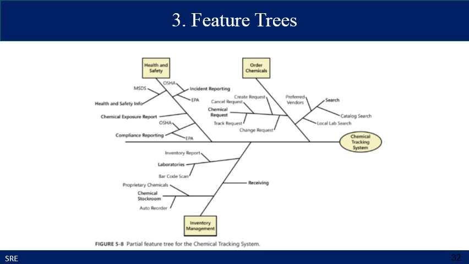Here is an example of a feature tree of a chemical tracking system, which is divided into three different systems called order of chemicals, health and safety system, and inventory management, along with the subsystems.